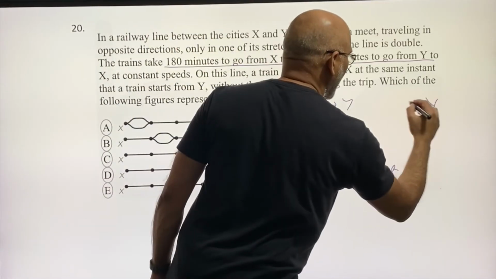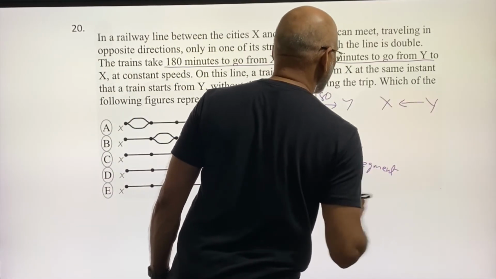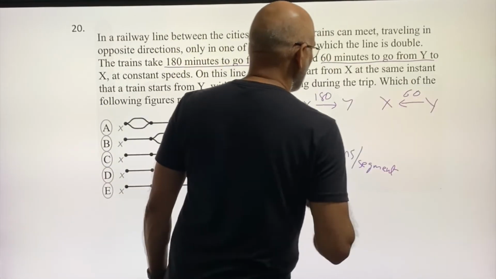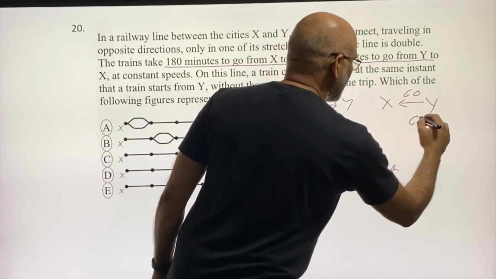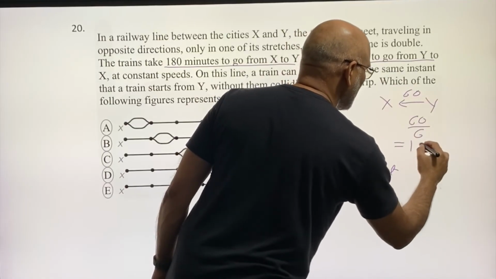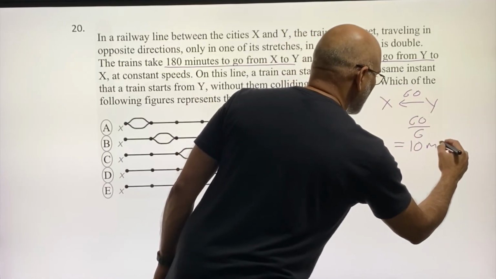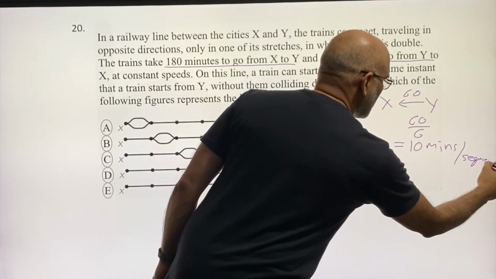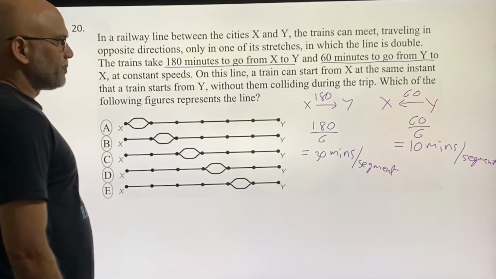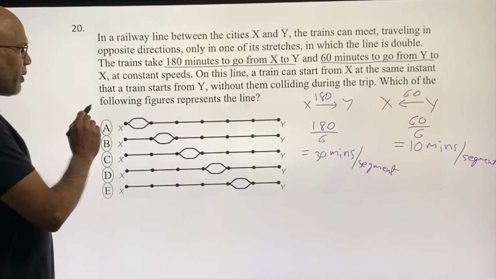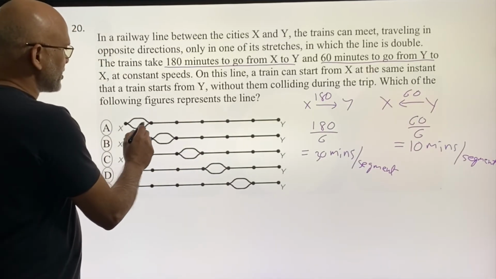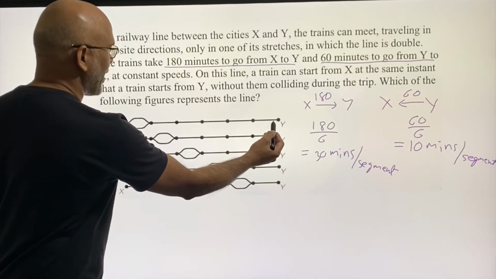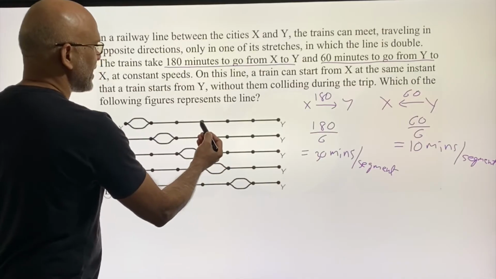Similarly, from Y coming back to X, it takes 60 minutes. Then for each segment, 60 by 6 is equal to 10 minutes per segment. All right. So going from X to Y, it takes 30 minutes for each segment, and then coming back from Y to X, it takes 10 minutes for each segment.